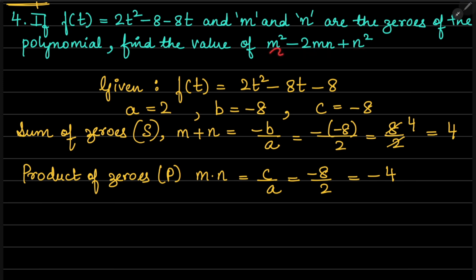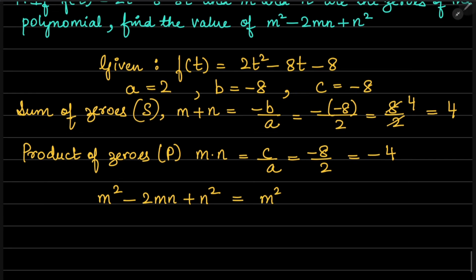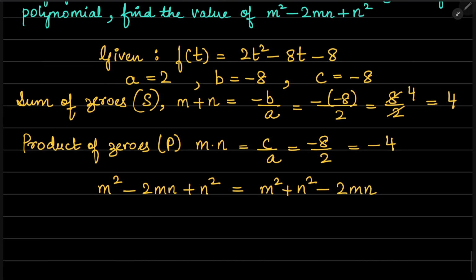Provided all these variables, m and n are the zeros of the polynomial. What we have found using the given polynomial and coefficients is the sum, which is m plus n, and also the product, m into n. We have to change the expression to a form that has only m plus n and m into n. Now listen very carefully. You are asked to find m square minus 2mn plus n square, so you can write this as m square plus n square minus 2mn. I'm just rearranging and writing.